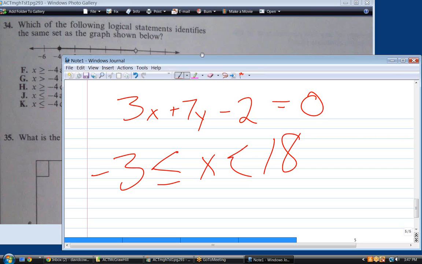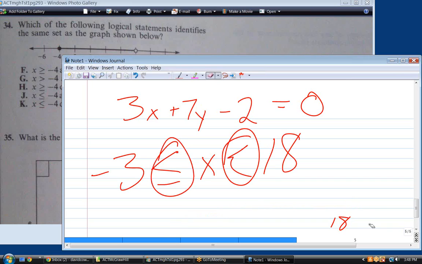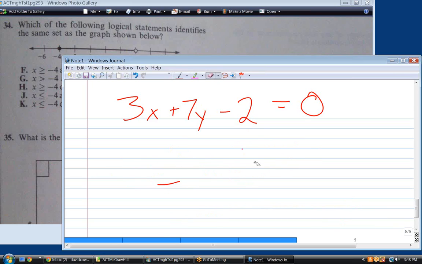Yeah, so then... a little, right? Yeah, so it would just go from -3 to 18, same situation, solid and open. Open dots are that, solid dots are greater than or equal to. Okay.